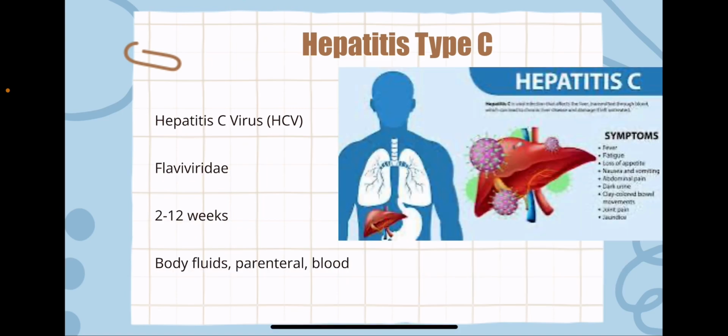Moving on, we have hepatitis type C. Its etiology is the hepatitis C virus, HCV. It is transmitted through contact with blood, body fluids, or parenterally. And it mainly affects adults aged 20 to 30 years, with an incubation period of 2 to 12 weeks.